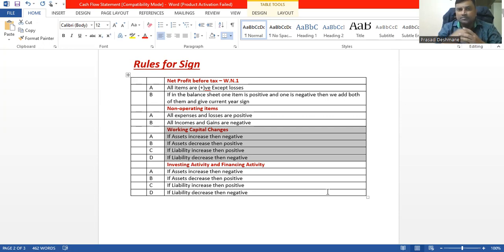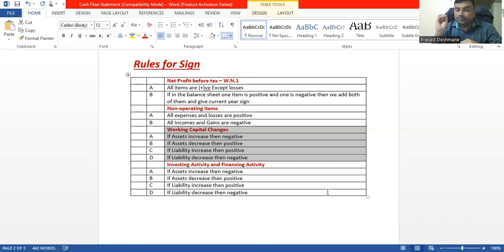Correct? Next. If liability increase, then positive. The logic is what? Suppose last year your trade payable is 30,000 and current year it is 50,000. So you borrowed more money. That's why it's positive. Current liability decrease, then negative.